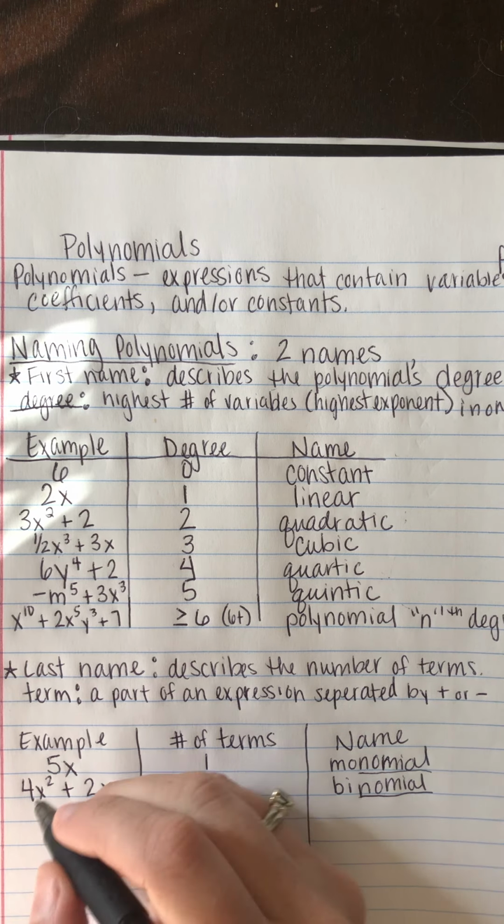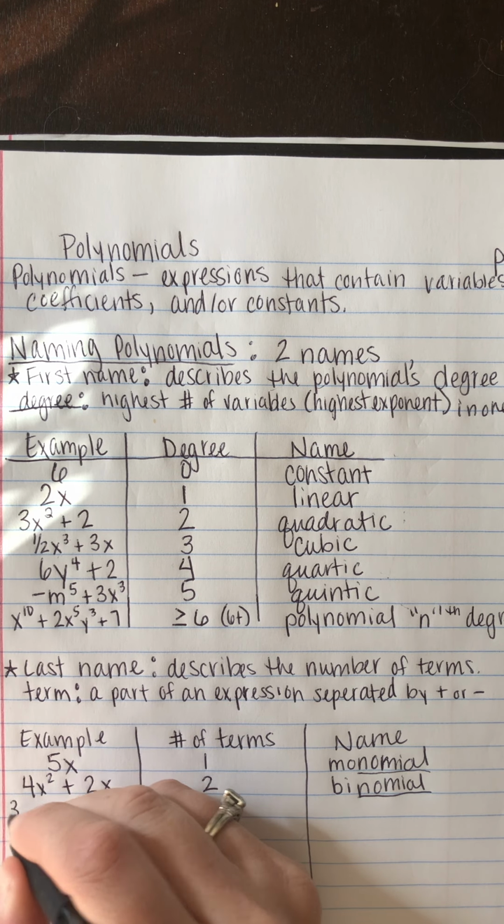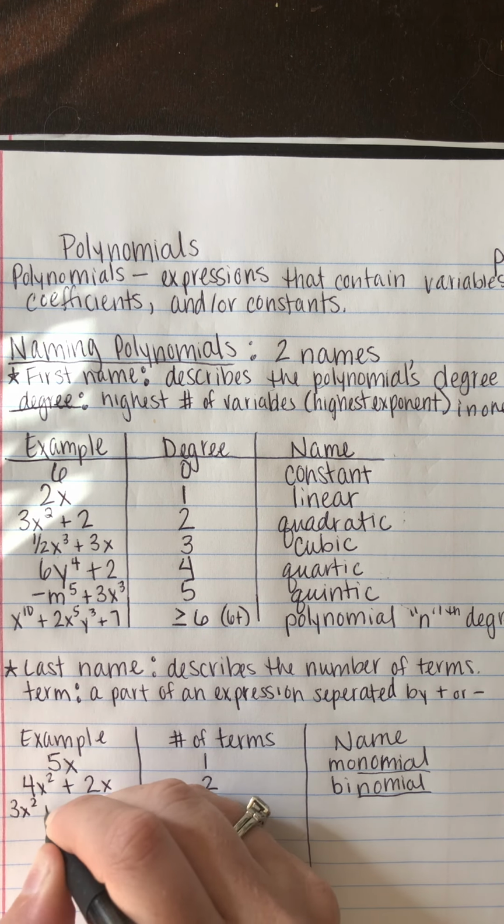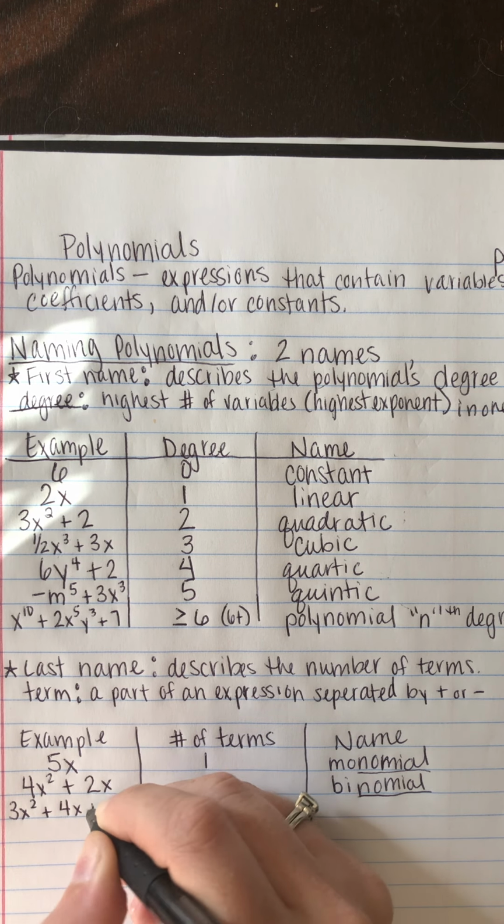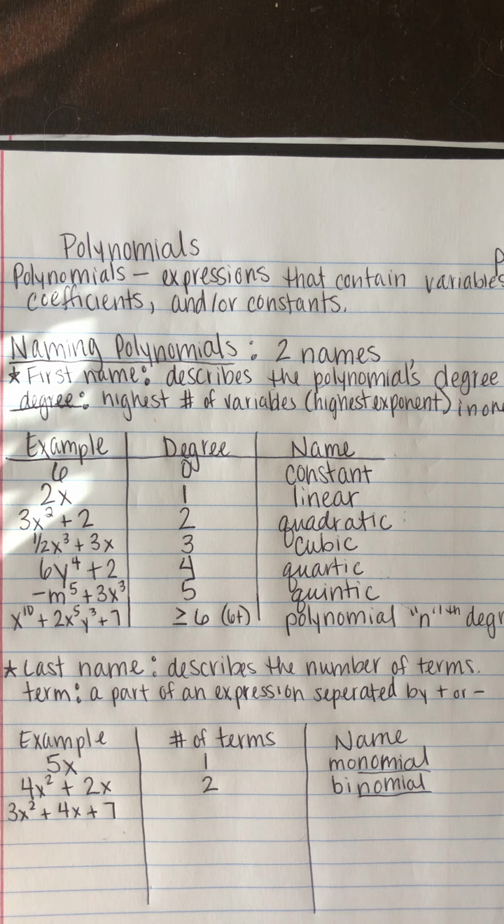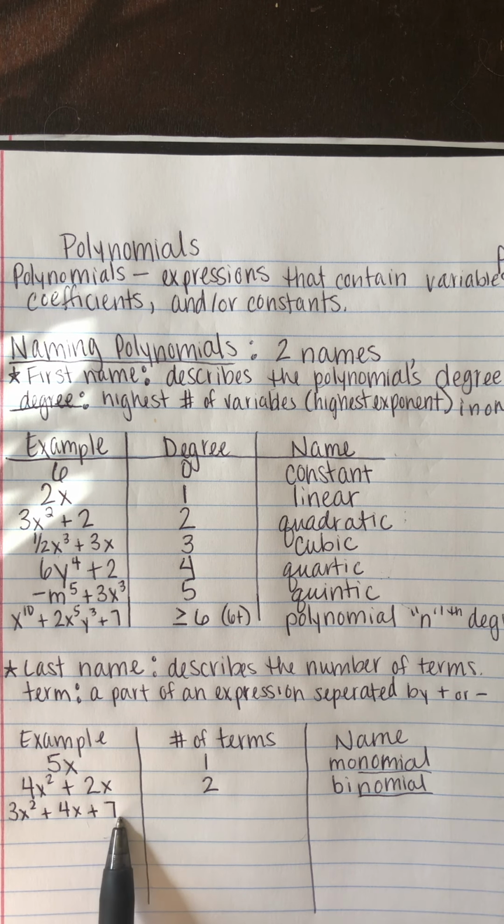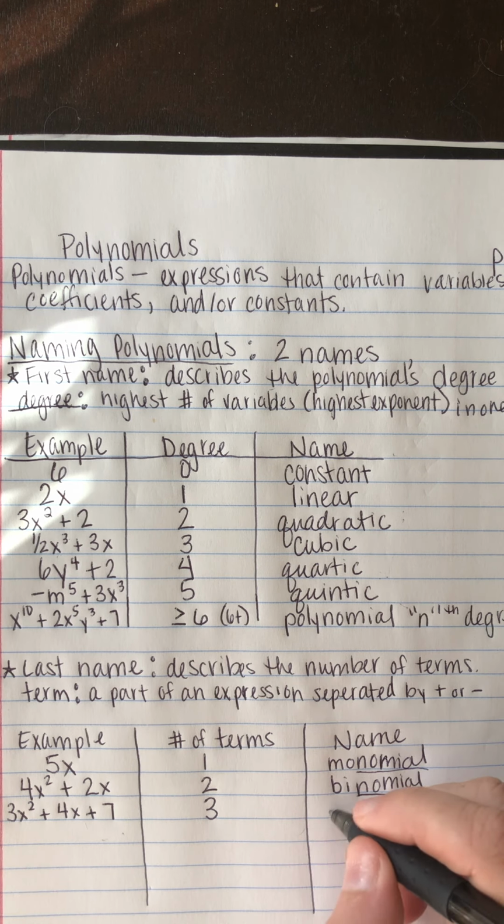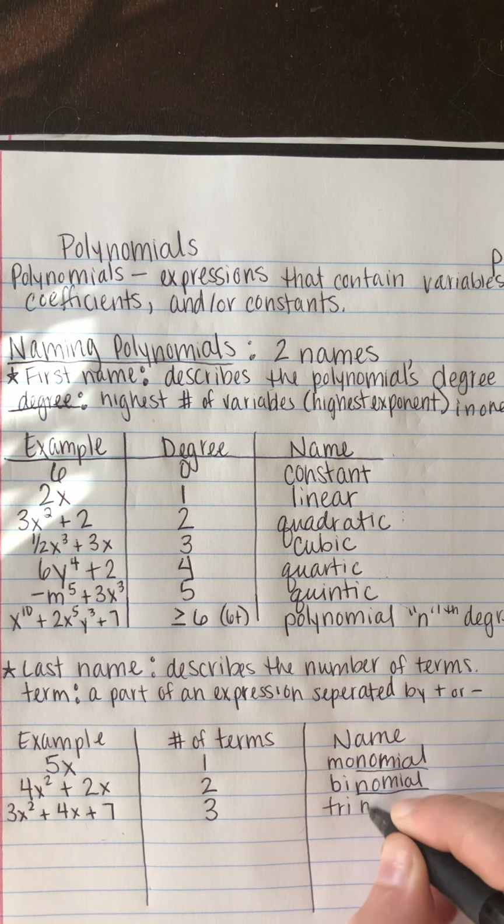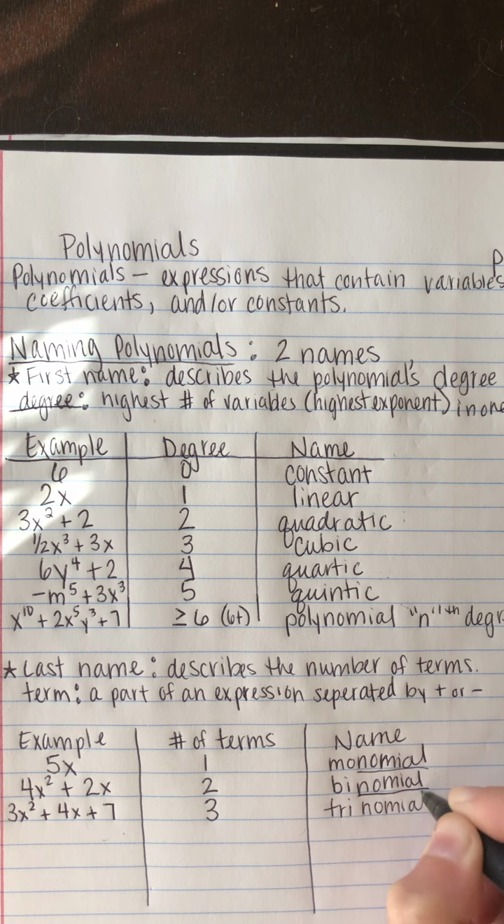Our next one we're going to do, let's say we've got 3x squared plus 4x plus 7. We have 3 terms, 1, 2, and 3. And our root word for 3 is tri. And then we follow it with nomial.